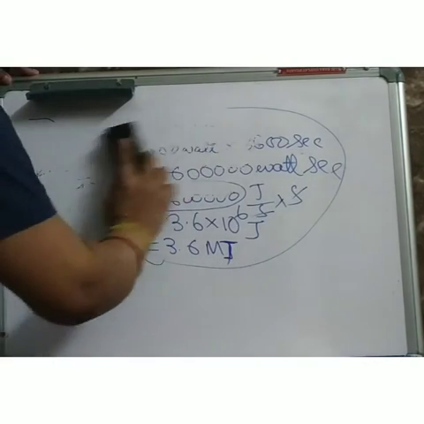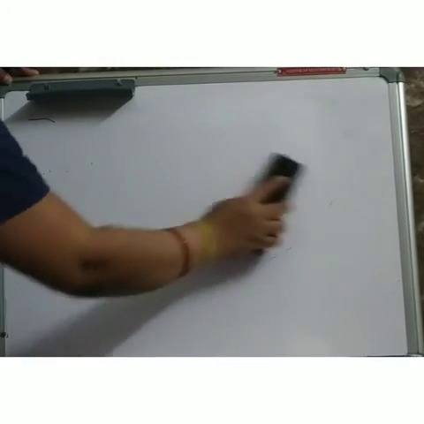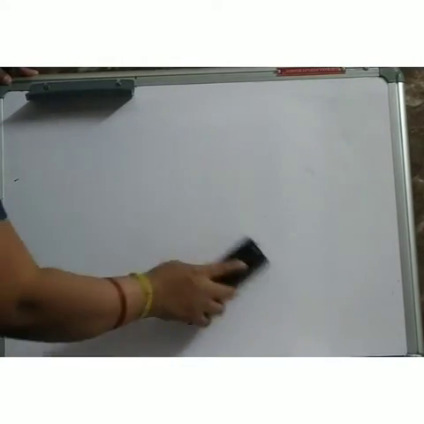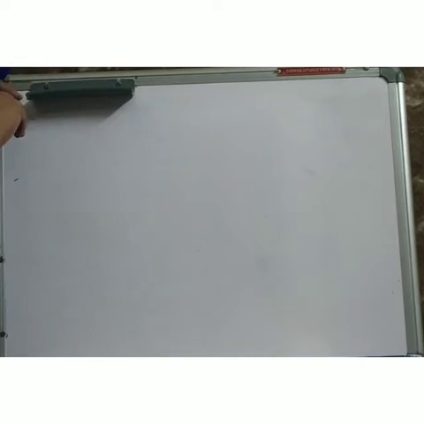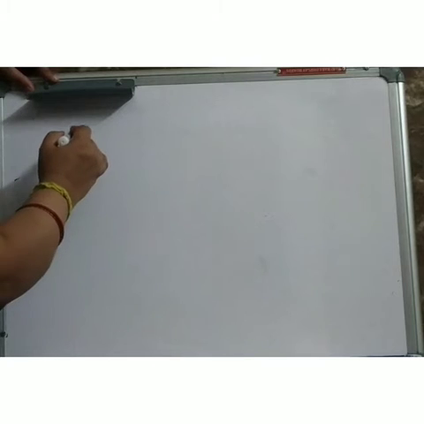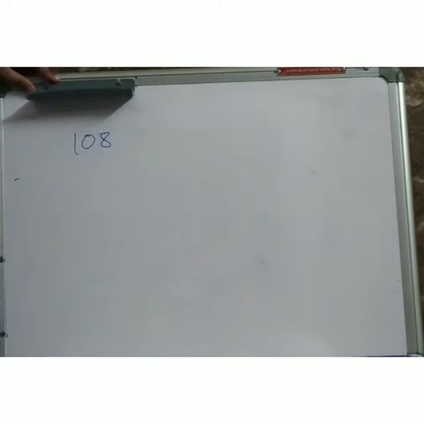Now we'll try to relate. I was discussing the 100 watt bulb. For a month, how much energy is it utilizing? What we have seen per month is 10 to the power 8. How many zeros were there? I think 6 zeros were there.